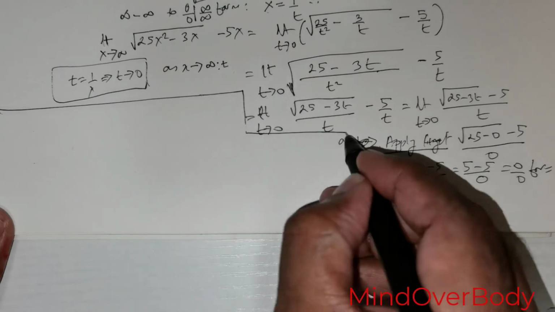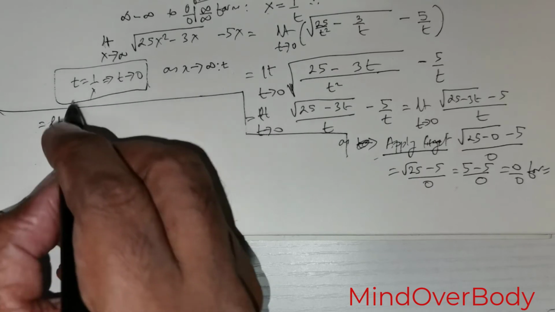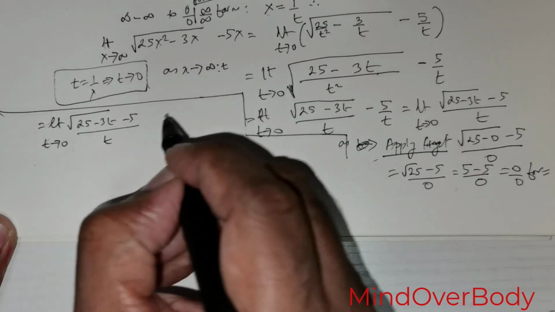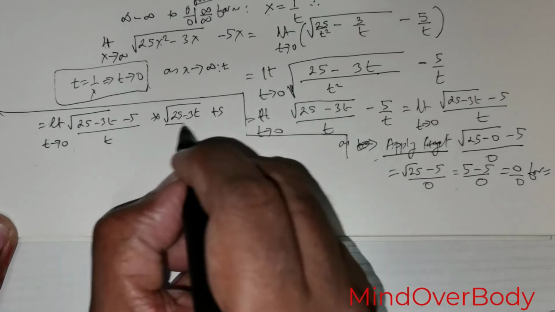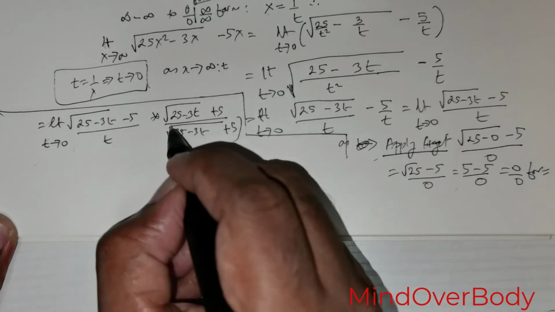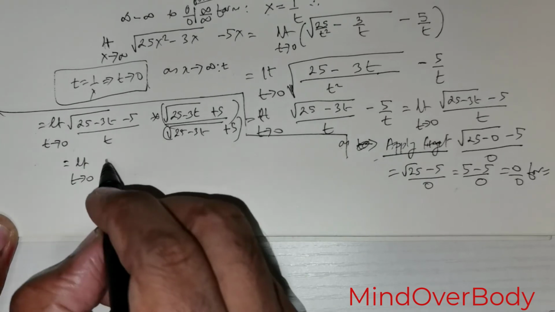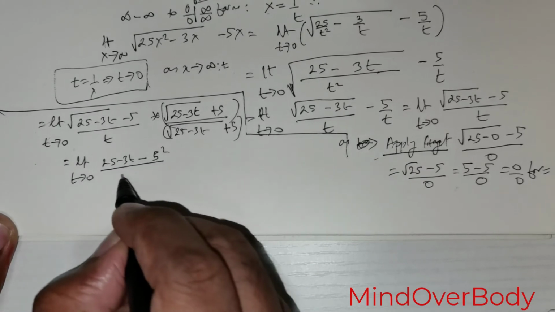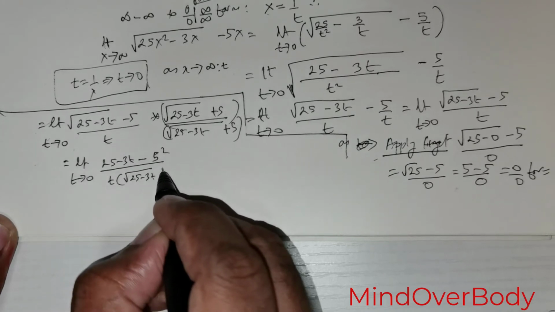So we have got limit t tending to 0 of root of 25 negative 3t negative 5 divided by t. What I wish to do is multiply by root of 25 negative 3t positive 5 divided by root of 25 negative 3t positive 5. So multiply and divide. This is going to give me limit t tending to 0 of (25 negative 3t negative 5 squared) divided by t times square root of 25 negative 3t positive 5.